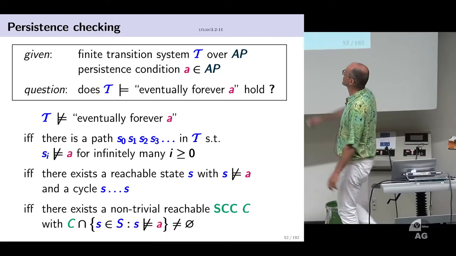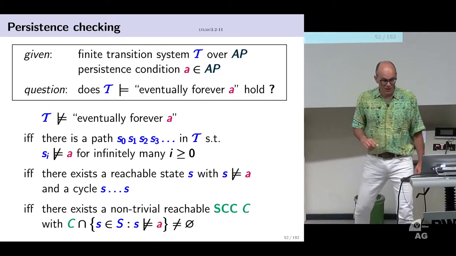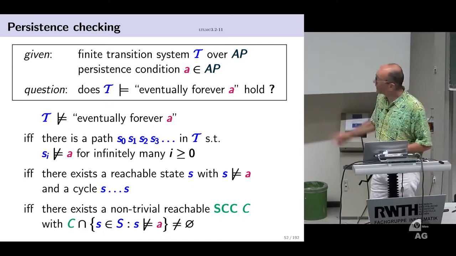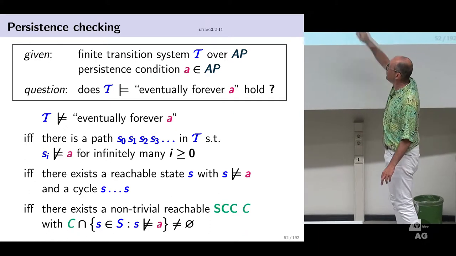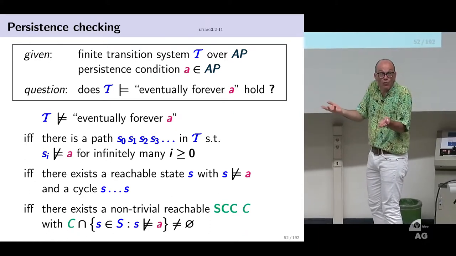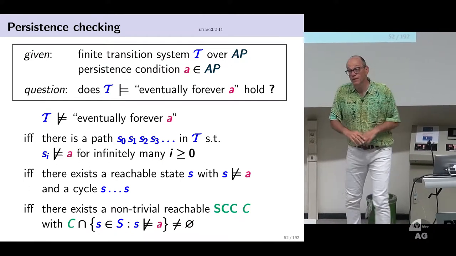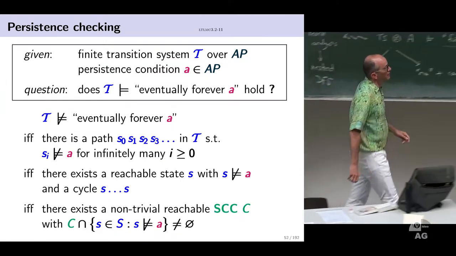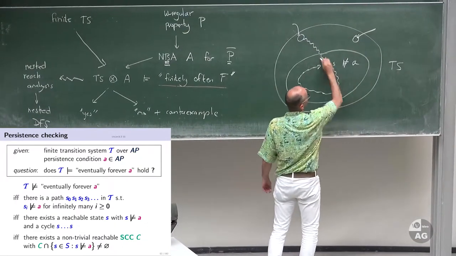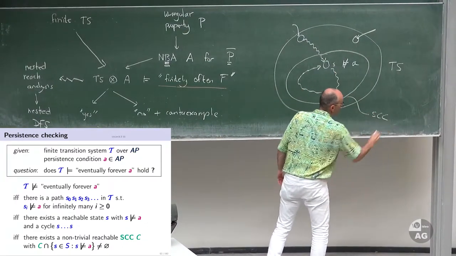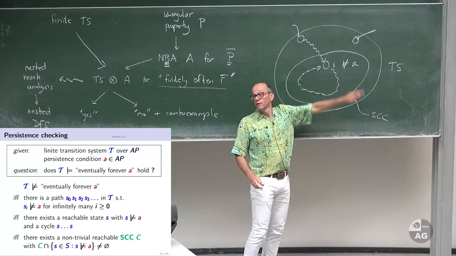Non-trivial means this subgraph has at least one edge. Good. I'll get to this in a minute. So what is important here? I need to find a strongly connected component that has at least one state that refutes A. So basically, I need some kind of strongly connected component. Maybe this looks as follows. So this is maybe the strongly connected component, and it contains at least one state refuting A.